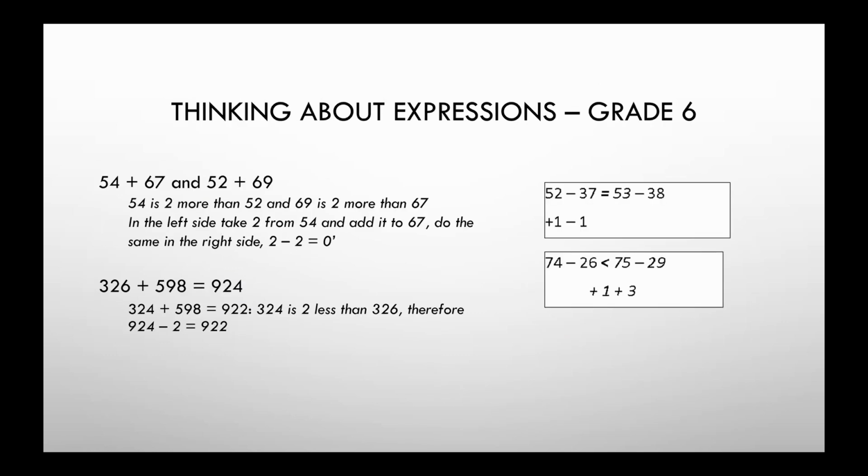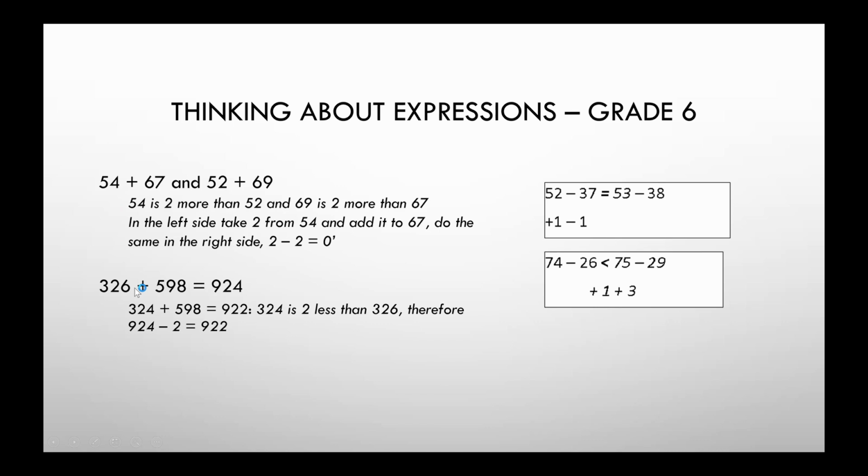Now I will give you some small snippets of what children actually did. When they were comparing things like 54 plus 67 and 52 plus 69, they said 54 is 2 more than 52, 69 is 2 more than 67. That's one kind of statement. On the left-hand side, take 2 from 54, add it to 67, and it will become 52 plus 69. Or you could do the same on the right-hand side. This child also said 2 minus 2 is equal to 0. So one thing is increasing by 2, the other is decreasing by 2.